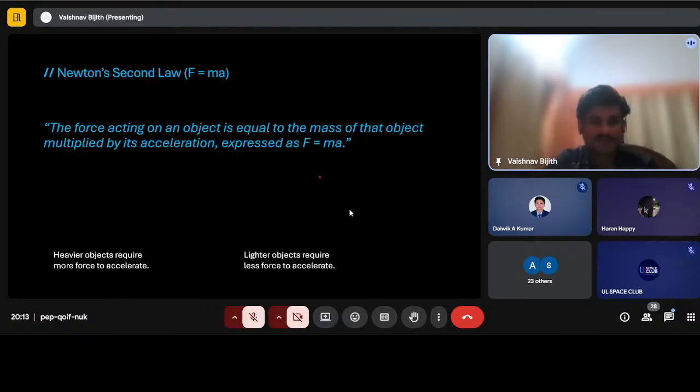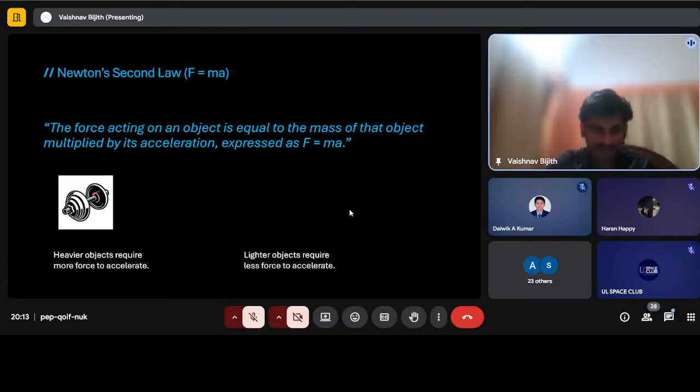So next up, we have Newton's second law. To explain it simply, we can say that Newton's second law says that F equals ma. To put it more broadly, the force acting on an object, which is F, is the mass of the object multiplied by its acceleration, expressed as F equals ma. So we can say that the force depends upon its mass and also the acceleration. We can also say that a heavier object requires much more force to accelerate, right?